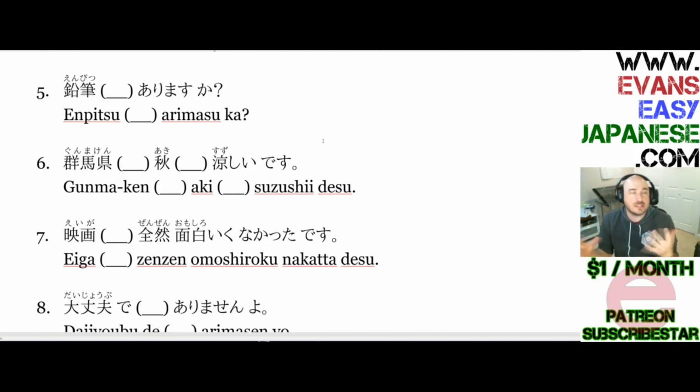Are there pencils? Something along the lines of I'm asking about the existence of pencils and perhaps their location and whether you have some. Could we use the wa there? Yes. We could, and it'd be like, hey, pencils, do we have any? It would come off something like that, as opposed to, do we have any pencils? Enpitsu ga arimasu ka? Enpitsu wa arimasu ka?